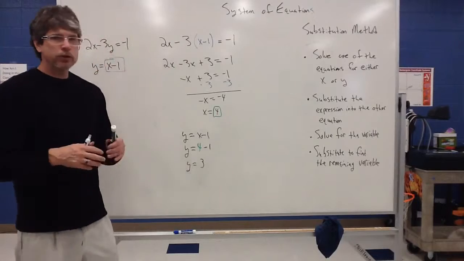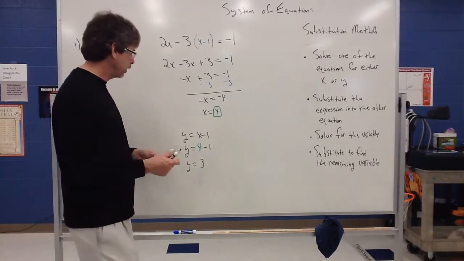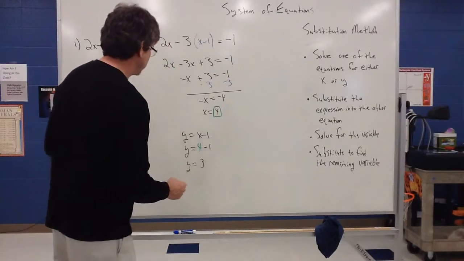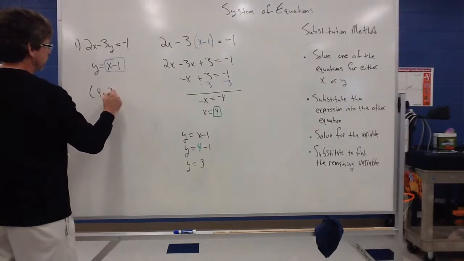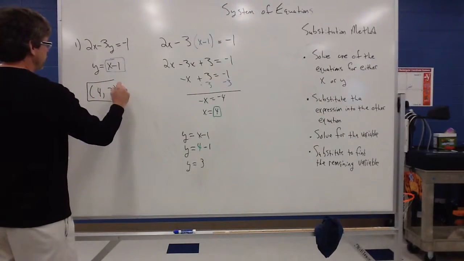Now remember, your solution is that ordered pair. So we put this together. x is 4, and your y was 3. So 4, 3 would be the solution.